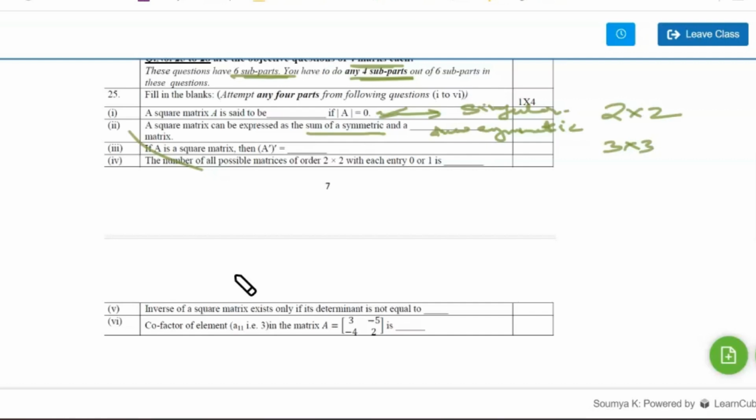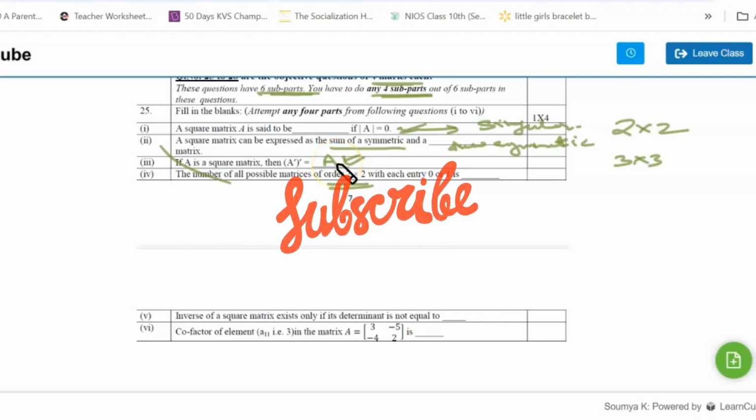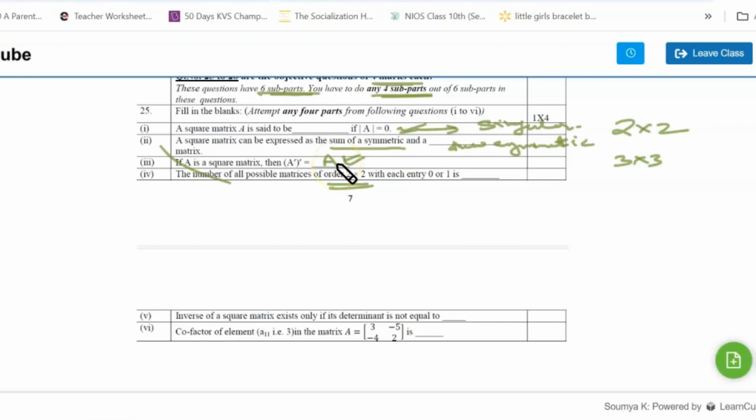Next one is if A is a square matrix, then (A transpose) transpose will be equal to A. That means if you do A transpose, the rows and columns will get interchanged. Once again, if you do transpose, what will happen? The same original matrix you will get. The number of all possible matrices of order 2 by 2 with each entry 0 or 1 is.